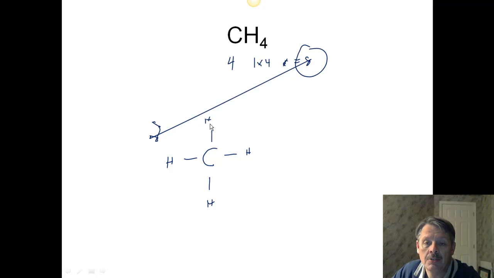Remember, each hydrogen only takes 2. Carbon has 8 electrons all around it, so it's going to have 4 clouds. Because it has 4 clouds, to 4 different things, we're going to have a tetrahedral shape. So it will look something like this when we try and draw it in 3 dimensions.